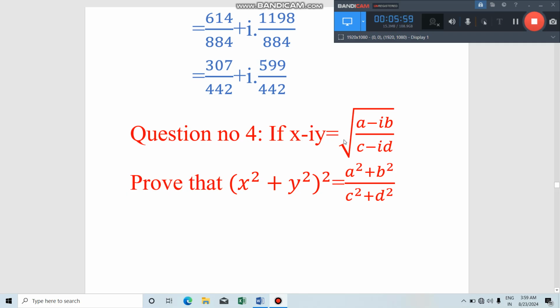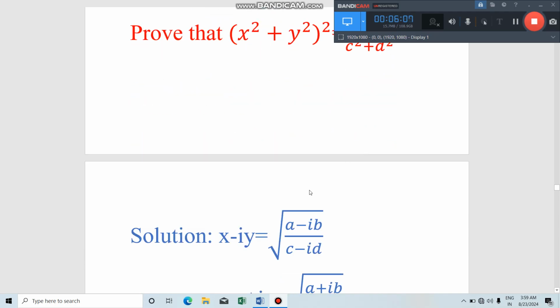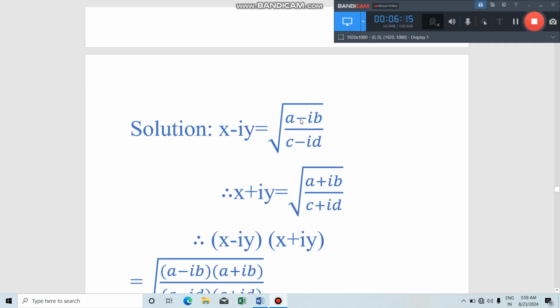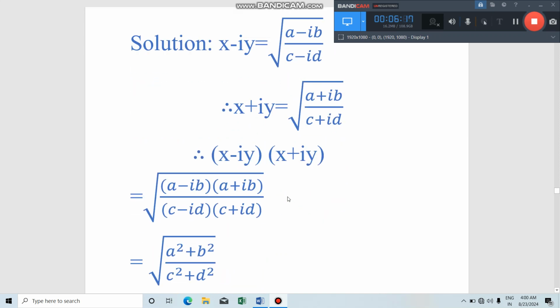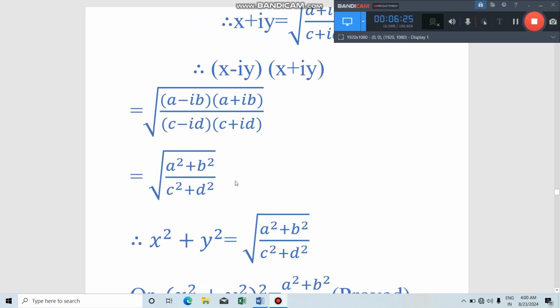If x minus iy equal to root over (a minus ib) by (c minus id), prove that (x square plus y square) whole square equals to (a square plus b square) by (c square plus d square). Here is the solution: x minus iy equal to root over (a minus ib) by (c minus id). Therefore x plus iy will be (a plus ib) divided by (c plus id). Now (x minus iy) into (x plus iy) will become root over (a minus ib) into (a plus ib) divided by (c minus id) into (c plus id).